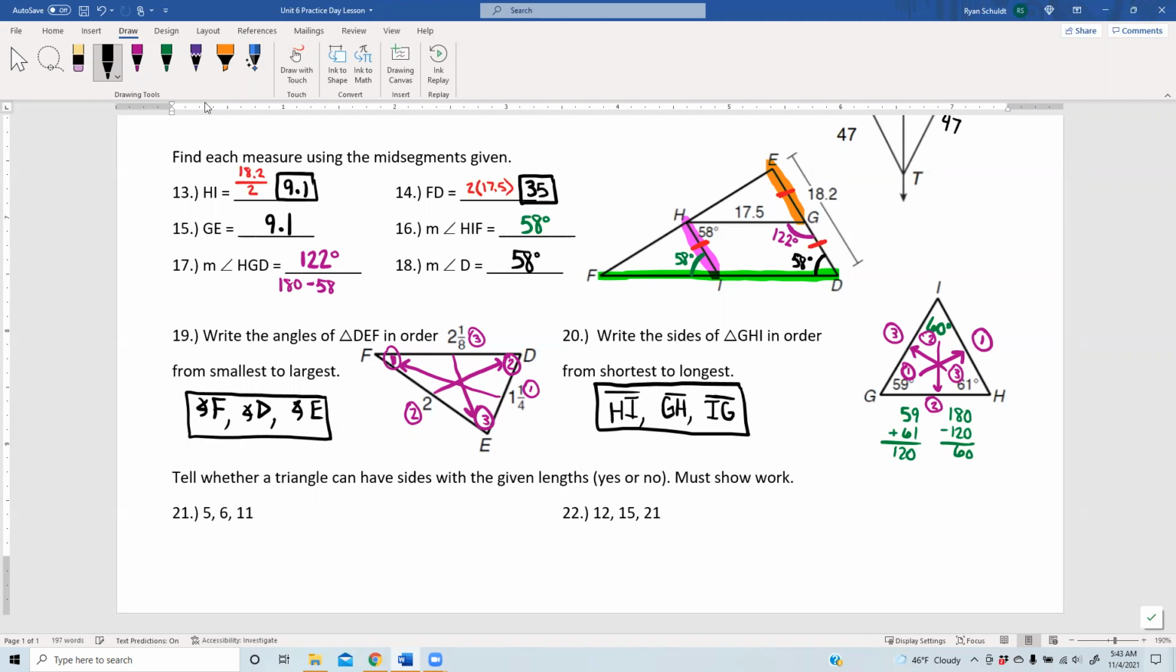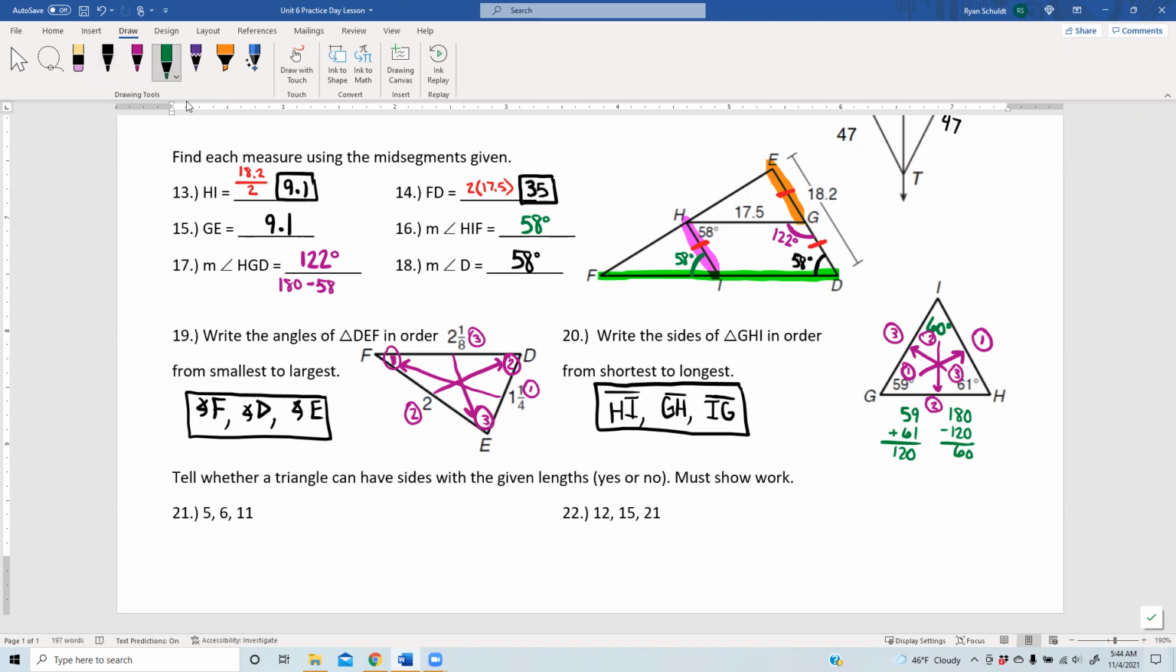And the last two. Tell whether a triangle can have sides with the given lengths. We're just going to have to say yes or no. And we have to show work. In other words, don't just say yes and be done with it. Actually show why. Now this is, like I said, when we learned it on day 8, a little bit of a review because we actually touched on this back in unit 2. So we have to add our smallest two sides together, and they have to be greater than that third side.